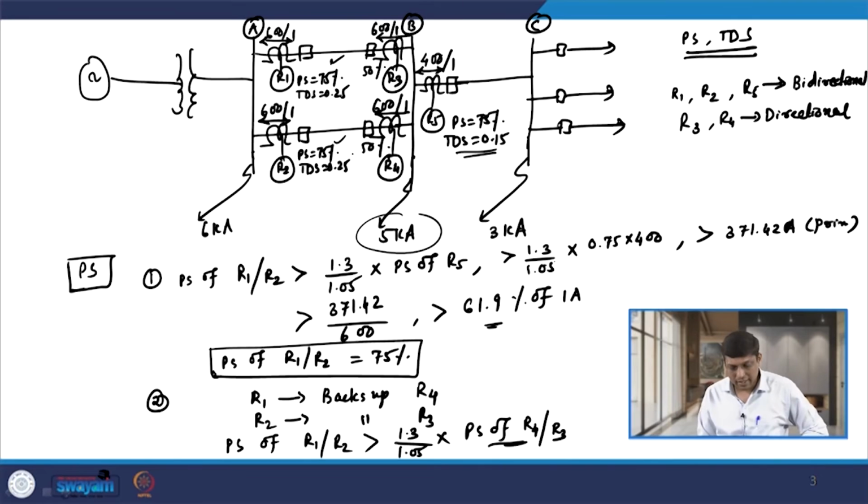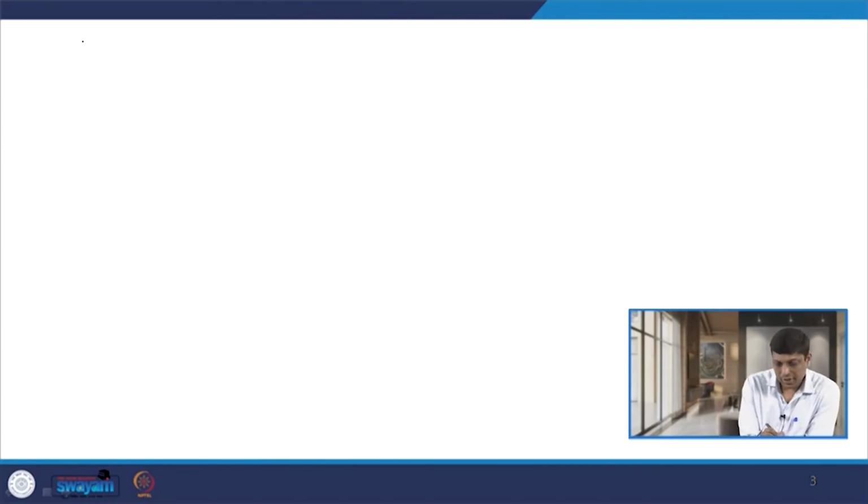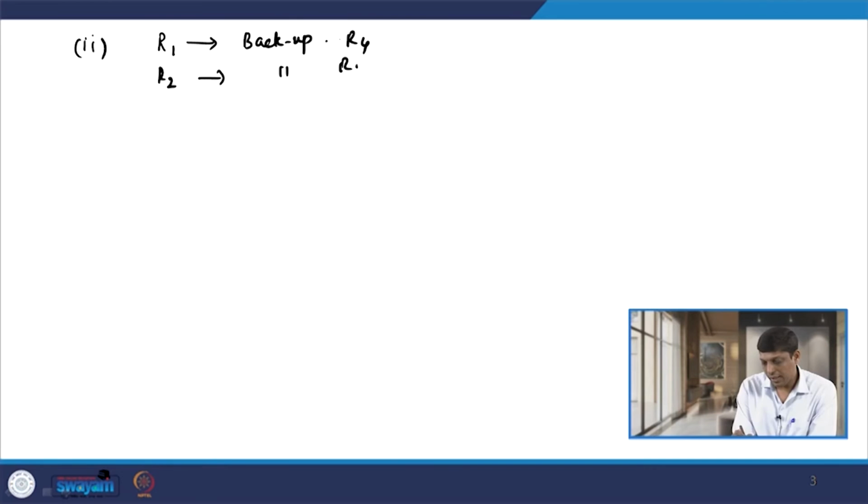Now, what is remaining is that we need to find out the time dial setting of R3 and R4, since we have already calculated the plug setting of R3 and R4. So, let us coordinate here. I told you that R1 provides backup to relay R4 and R2 will provide backup to relay R3.